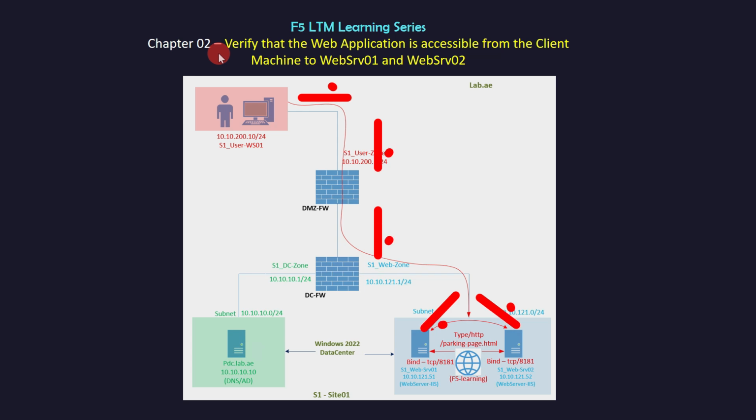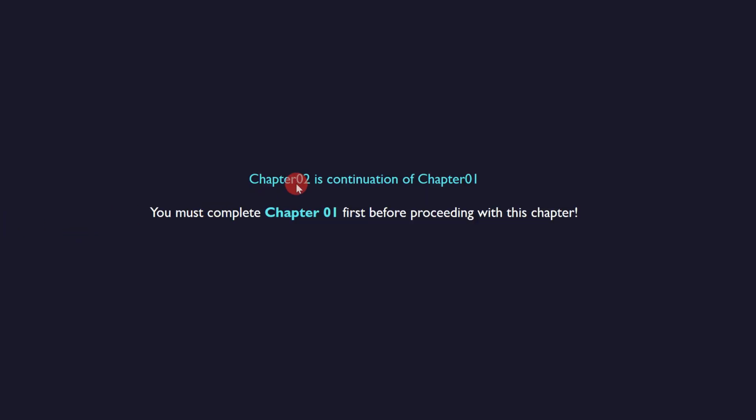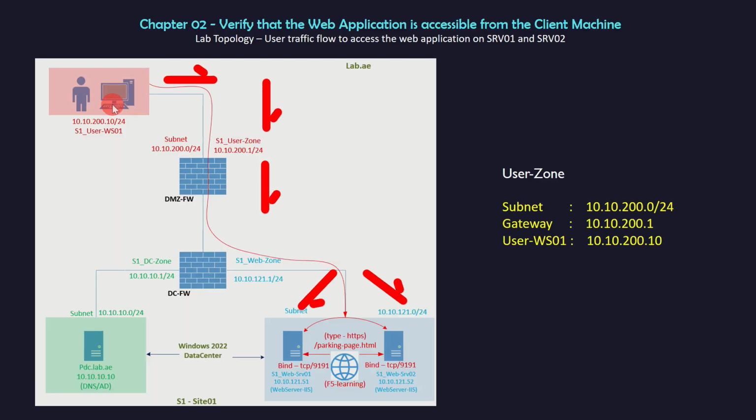Chapter 2. Verify that the web application is accessible from the client machine to Web-Srv01 and Web-Srv02. This chapter is a continuation of Chapter 1. If you haven't watched Chapter 1 yet, I highly recommend watching it before watching this video. Alright, let us explore how traffic from the user reaches the web application.